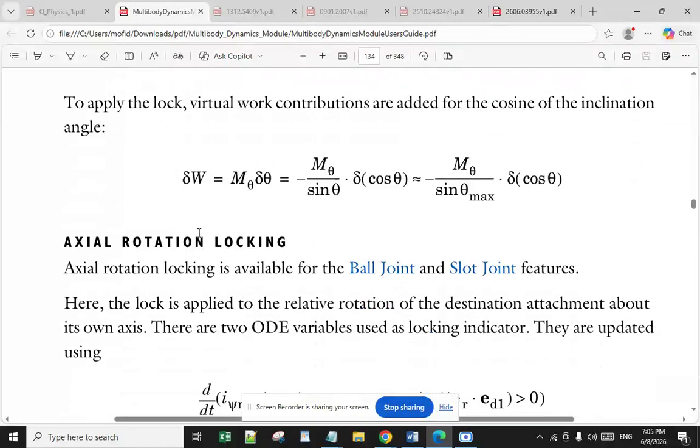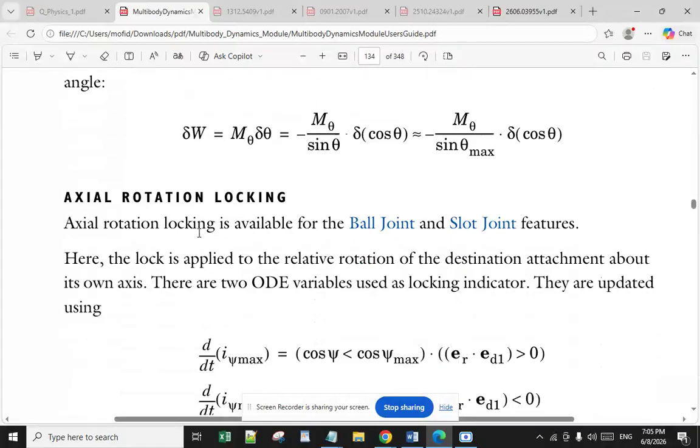To apply the lock, virtual work contributions are added for the cosine of the inclination angle. Delta W is equal to M theta delta theta, which is equal to minus M theta divided by sine theta multiplied by delta cosine theta, which is almost equal to minus M theta divided by sine theta maximum multiplied by delta cosine theta.